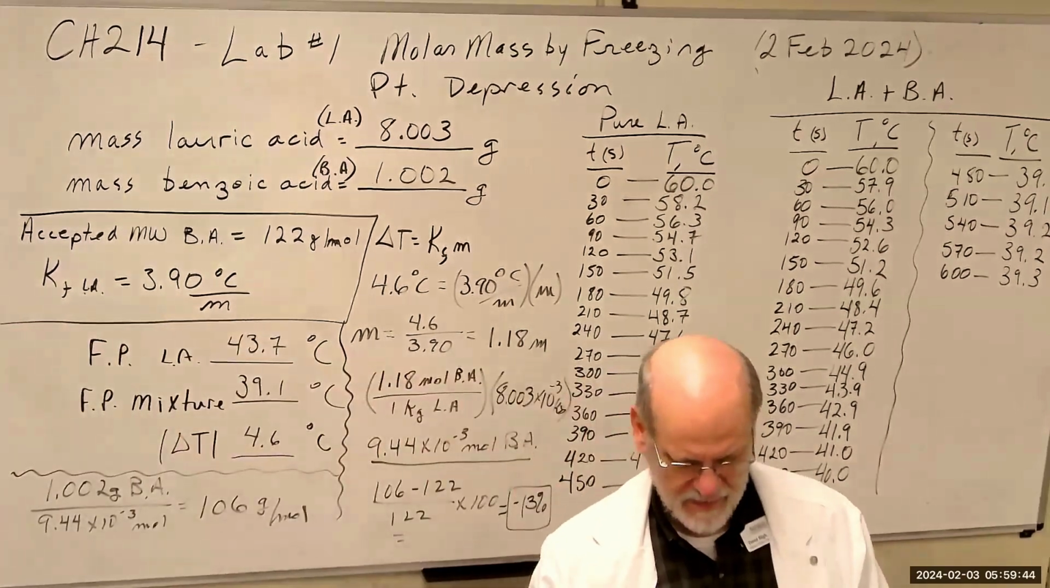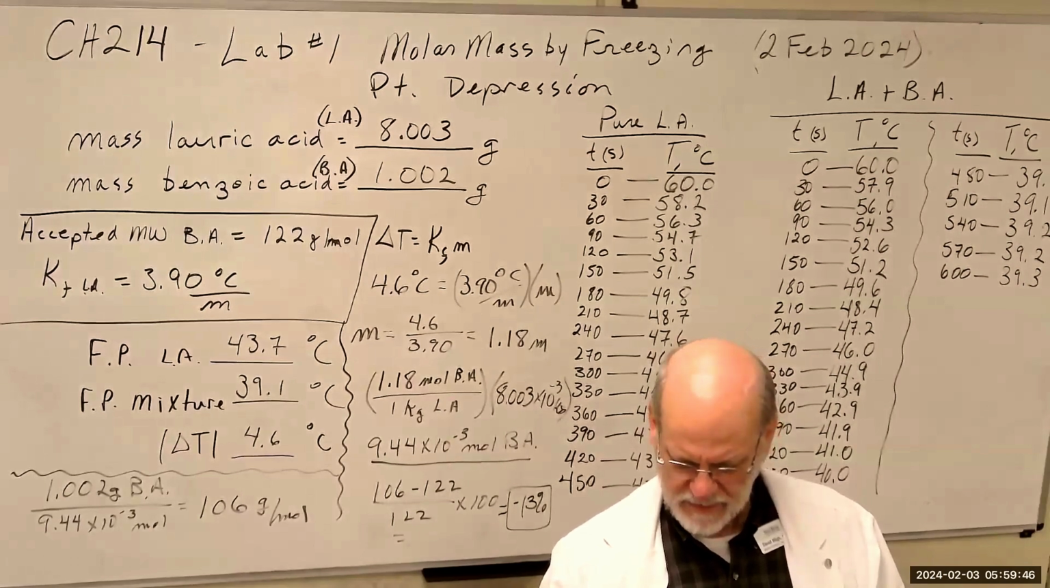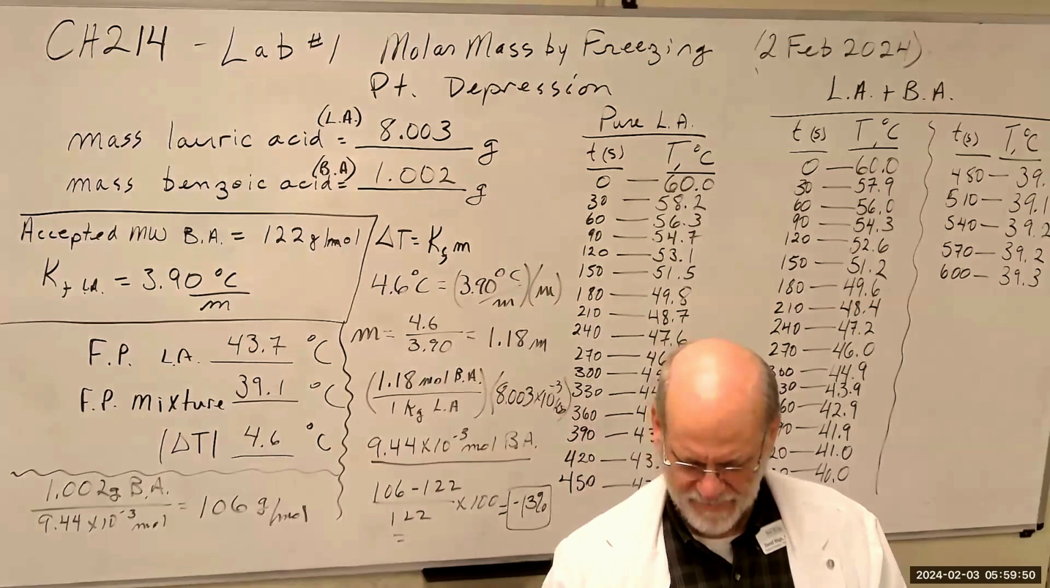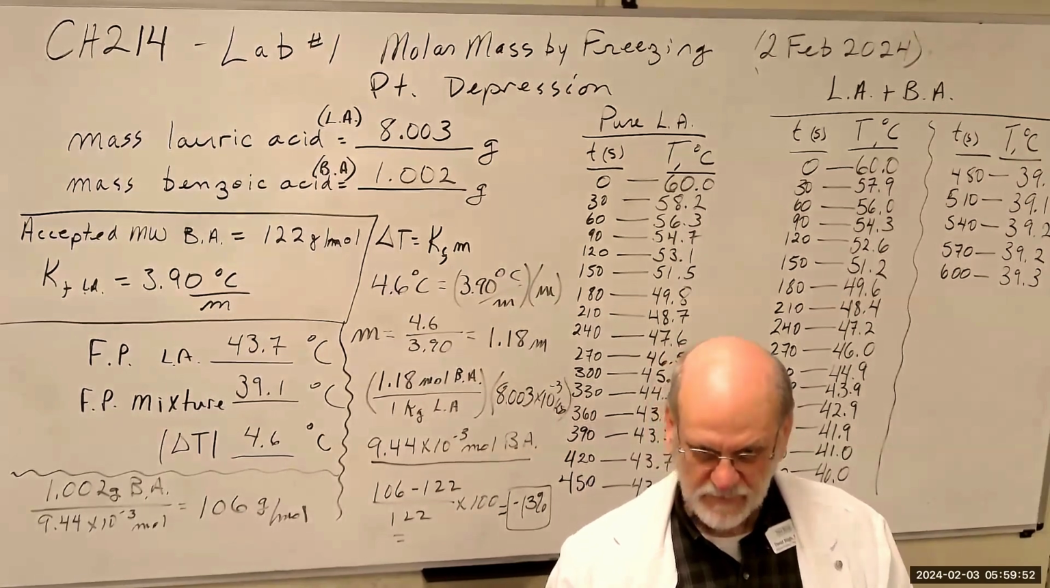Okay, so I'm going to do the percentage of error that is down. Negative? How do you have a negative percent? Because we're down.